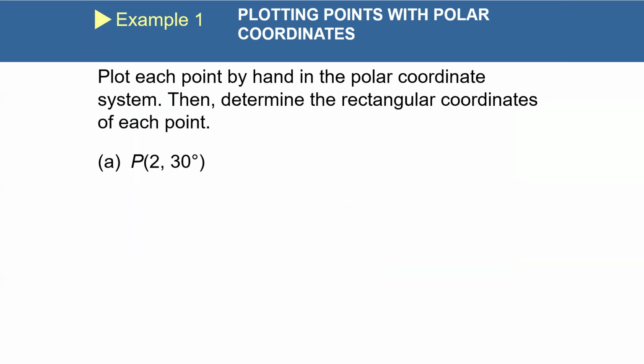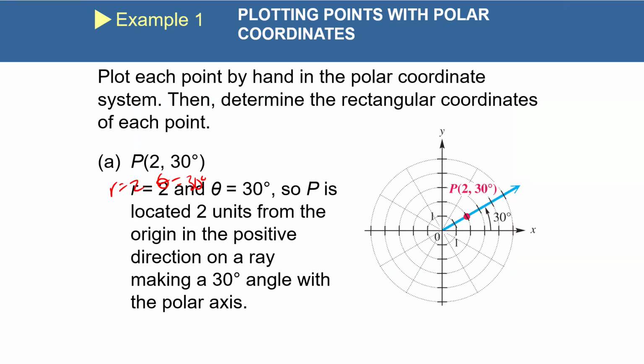All right, so here we go. It says plot each point by hand in the polar coordinate system, then determine the rectangular coordinates of each point. Okay, so here it says P, 2, 30 degrees. So we know that our radius is 2, right? R equals 2 and theta equals 30 degrees. Agreed?